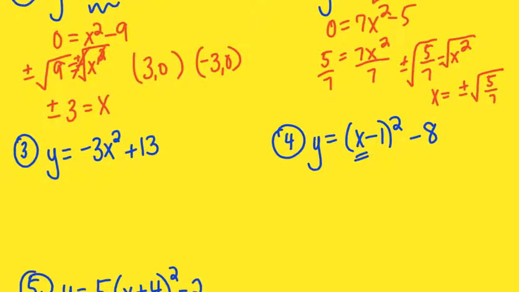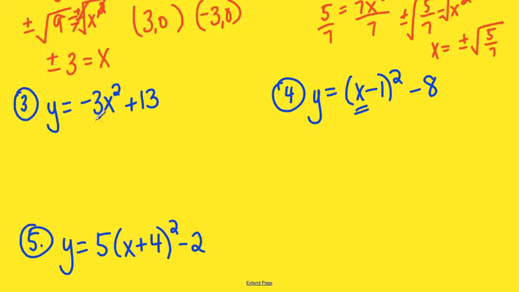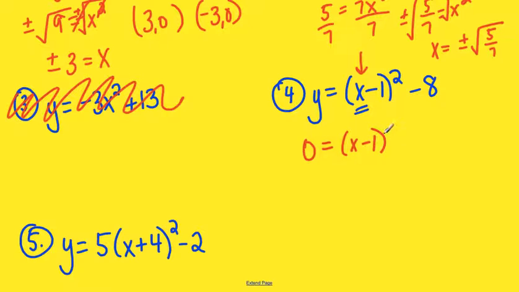All right, let's do another one. I'm actually going to skip number 3. That's the same as number 2. Just subtract 13, divide by 3, same thing. All right, so look at this one. You see how there's one x term here? So I'm just going to get it by itself. So the first thing I have to do is put 0 in for y. Now I'll get it by itself. So start by adding the 8.